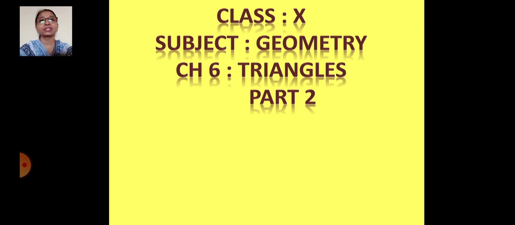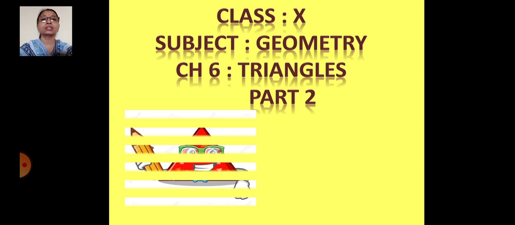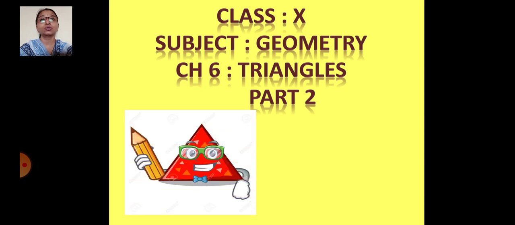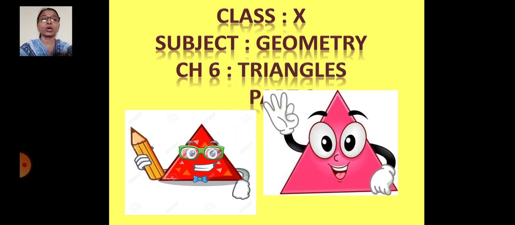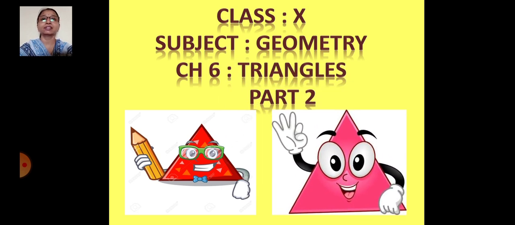Children, in the previous class we started this new chapter 6, Triangles, and we also discussed the difference between congruent figures and similar figures. I hope you have understood. There we saw that two circles are always similar. Also two squares and two equilateral triangles are always similar. Similar figures are those figures which have the same shape but their size may be different.